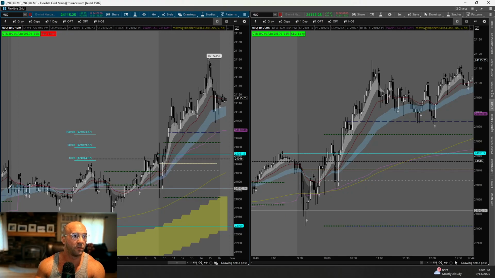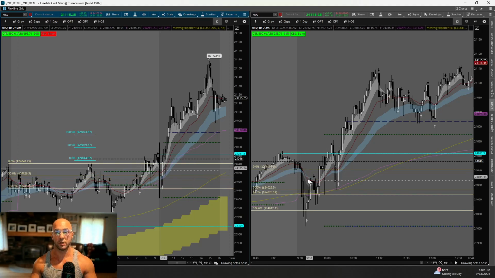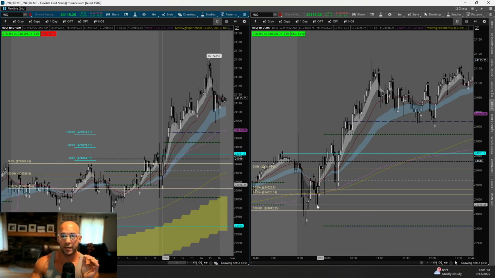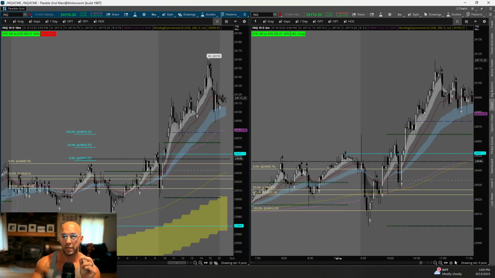But first thing we did off of the open was fill the gap up, right? That is literally the first thing we did. I made a monumental mistake in not taking this long. I could have taken it here, or I could have taken it here. Both of these being A+ longs for me.